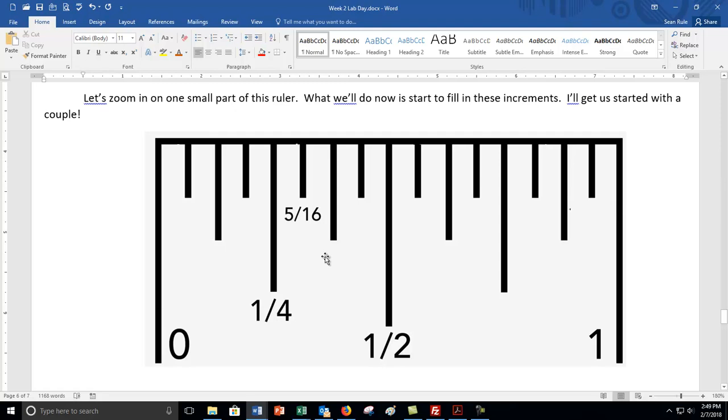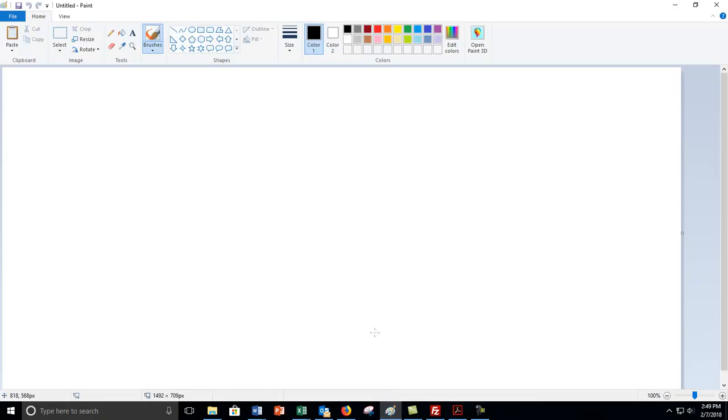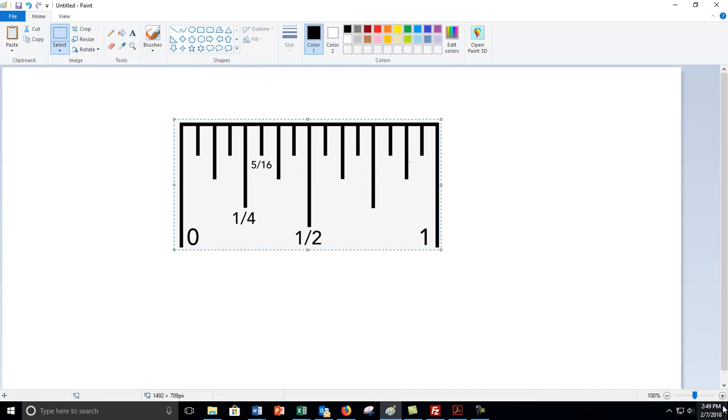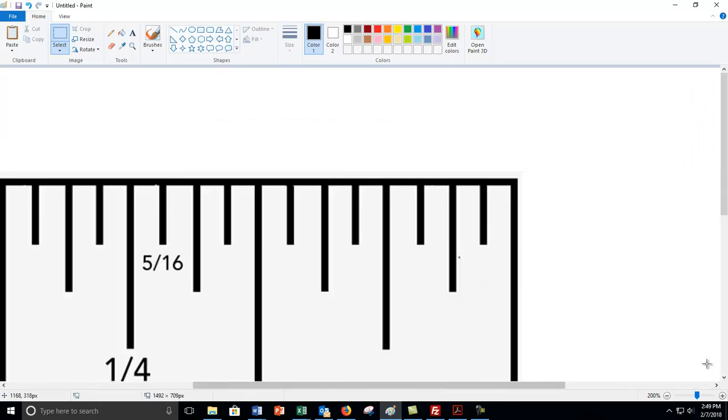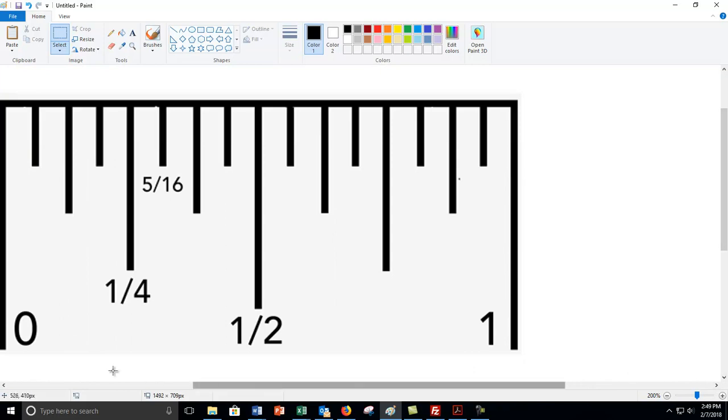So what we're going to do, I'm going to do this in a different place. I'm going to add it to Paint where I can actually add text. Let's see, can I go 200? Is that too large? I don't know if I zoomed in correctly. Hang on, let's get this so you can actually see what's going on.